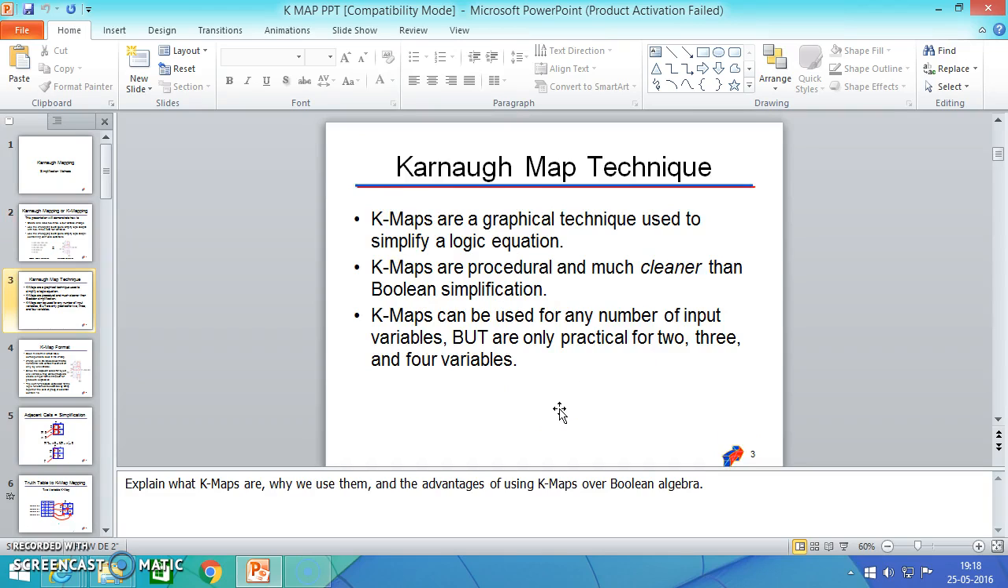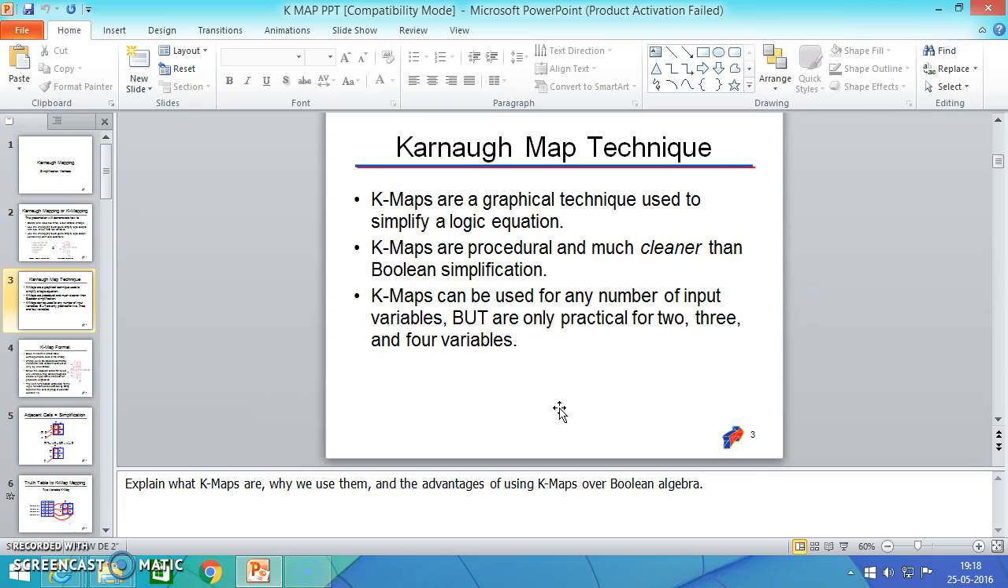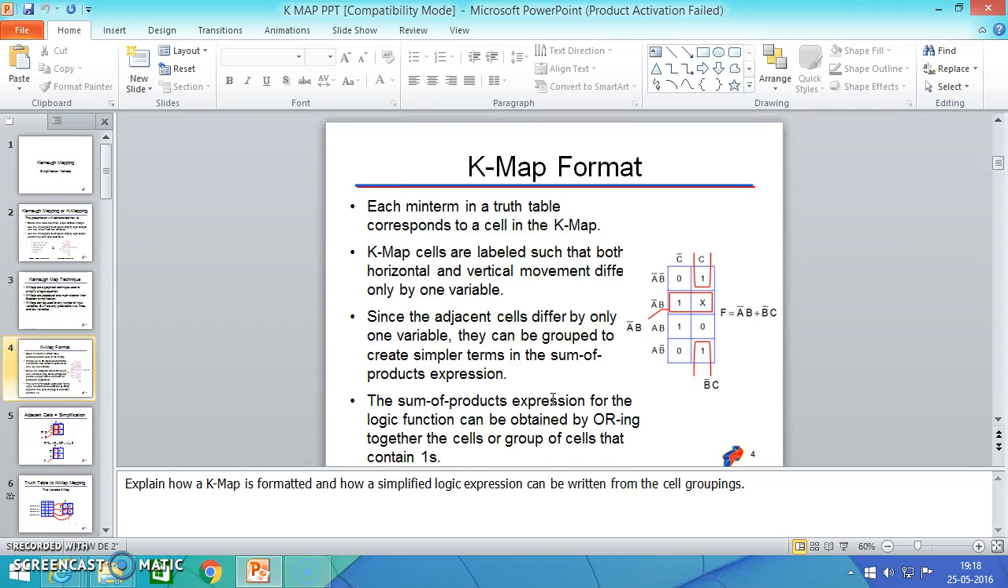In fact, the Karnaugh map is a graphical technique used to simplify logic equations. K-maps are procedural. K-maps can be used for any number of input variables. K-map formats. In a truth table, each min term corresponds to a cell in the K-map.